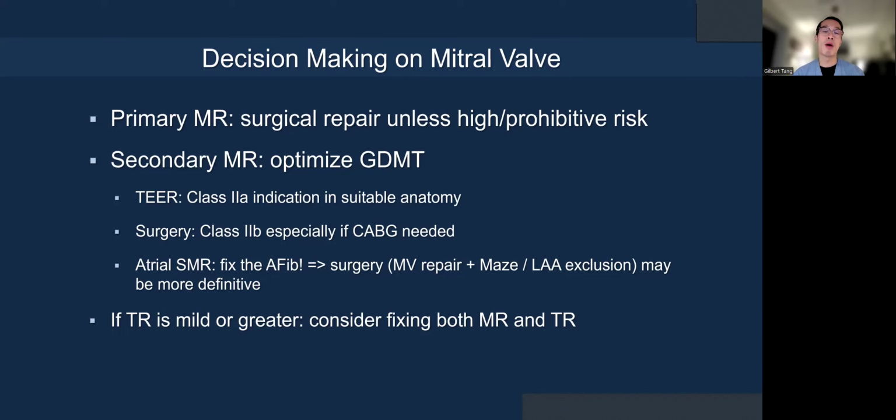However, in atrial SMR, I would say that you need to also fix the AFib. So surgery, where you actually can do the mitral valve repair and MAZE procedure and LA exclusion, may be more definitive in appropriately selected patients. And don't forget the TR, because if it's mild or greater, you need to consider fixing both mitral and tricuspid valves.